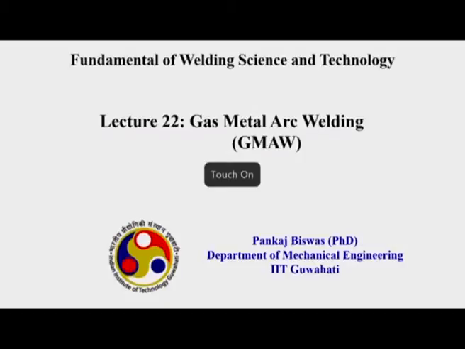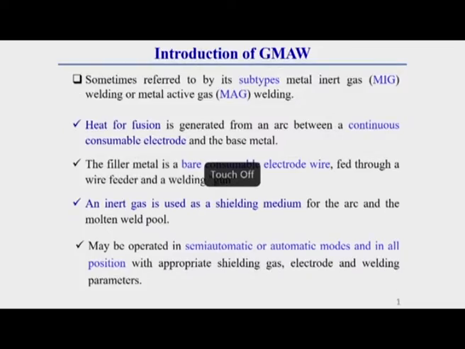Generally this is sometimes referred to by its subtype, that means it is sometimes called MIG welding or MAG welding. This is generally a subtype of the gas metal arc welding process. MIG welding means metal inert gas welding, or sometimes it is termed MAG welding.